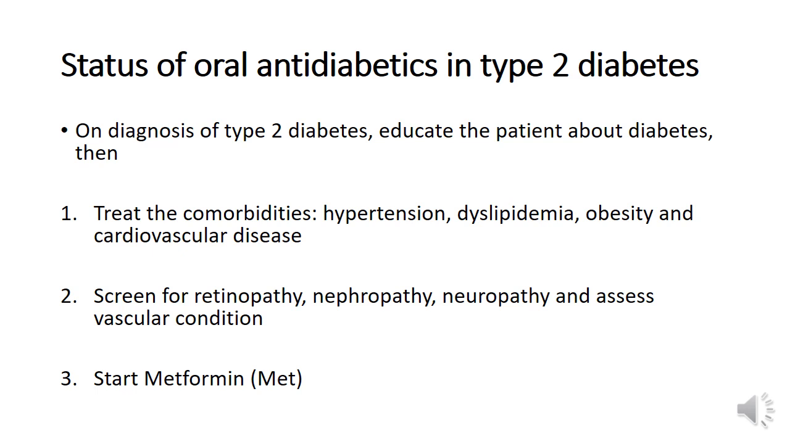Examine the patient for any neurological abnormalities to rule out neuropathy and assess the vascular condition. This is because type 2 diabetes is asymptomatic in nature. The person may be having this condition long before even he was diagnosed with diabetes. So it is mandatory to screen the person for diabetic complications. This will give us an idea about the chronicity of the condition.